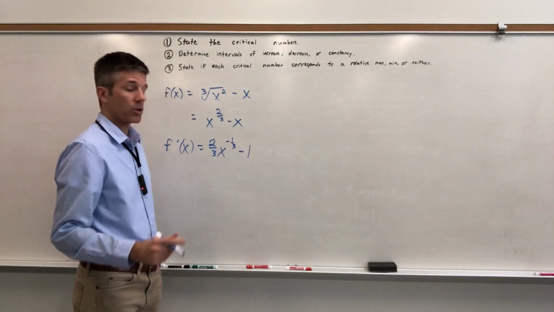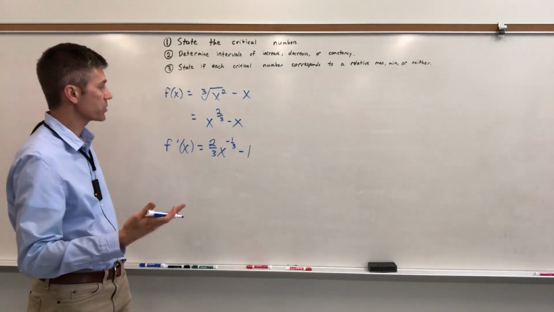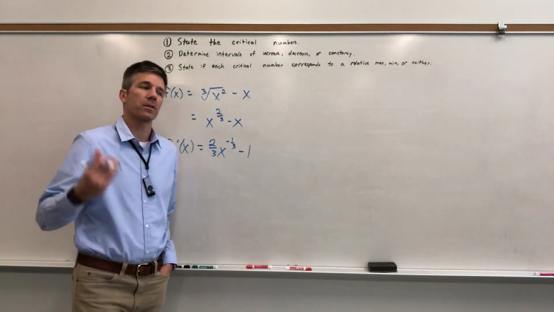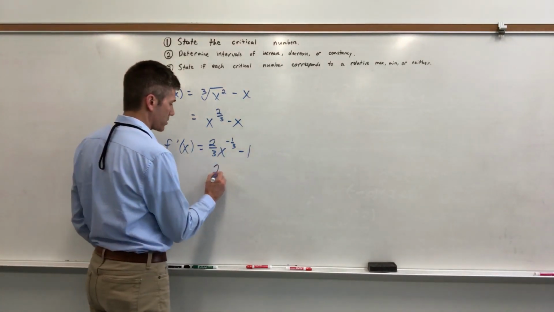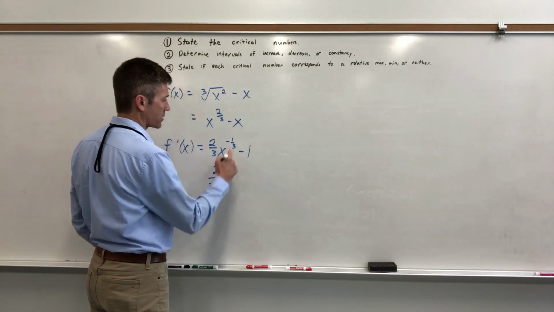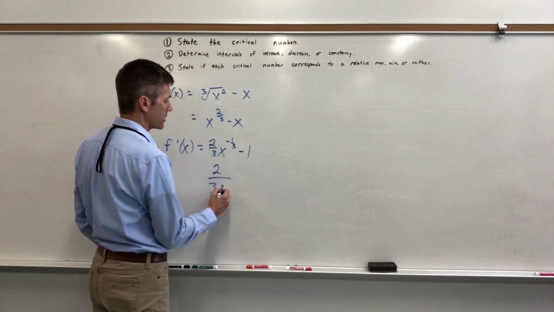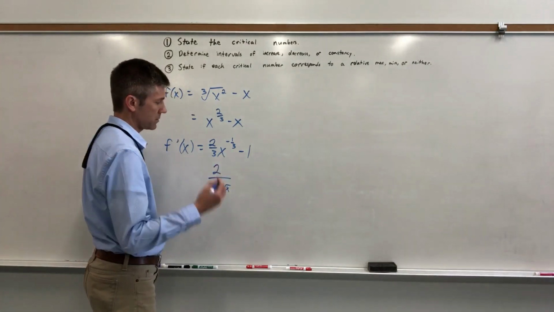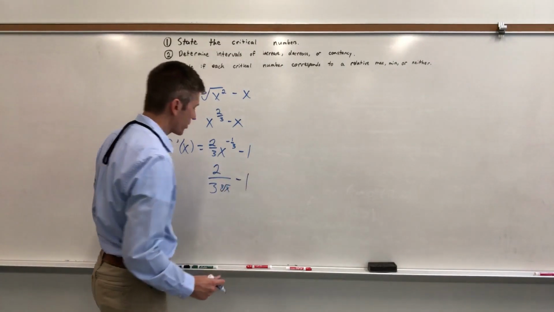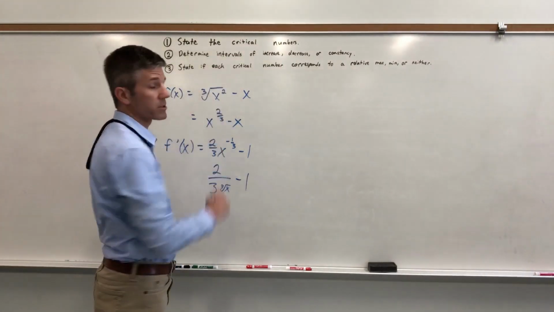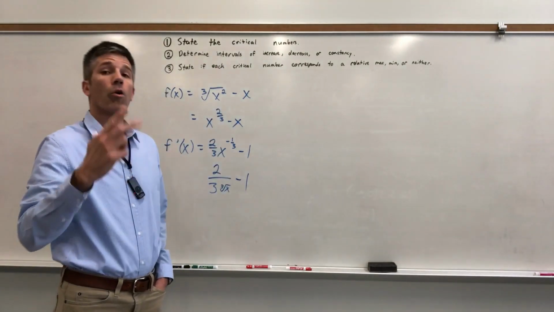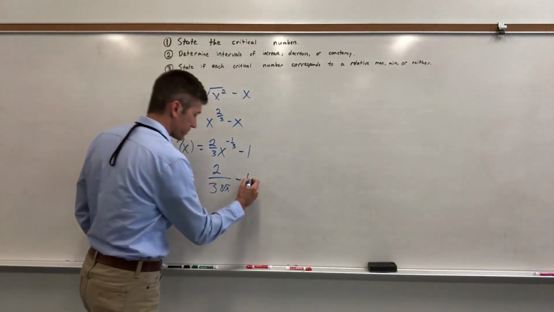There we go. So as I look at this, I can think, oh, let's rewrite it. If you want to leave it like this, you can, but it's going to be really hard to identify what needs to be identified. So this is 2/3 x to the 1/3, which is a cube root, and it is in the denominator because it's negative, minus 1. Okay, we're going to set this equal to 0, and we're going to solve, because that's what we do. Critical numbers occur where the derivative equals 0 or where the derivative doesn't exist.